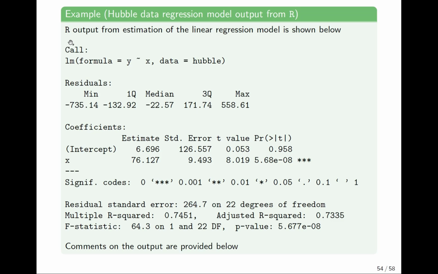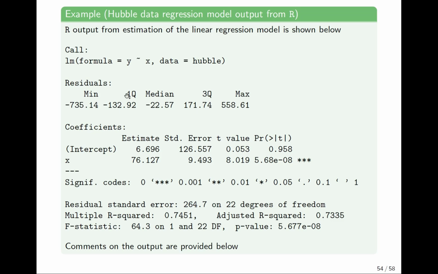Okay, so first we have this thing here called call. And all this has done is simply returned the formula in R we used to estimate the model. So this is telling us we used the formula in which y was regressed on x using data Hubble. The next part of the output gives us some statistics on residuals. It's reporting the quartiles of the residuals.